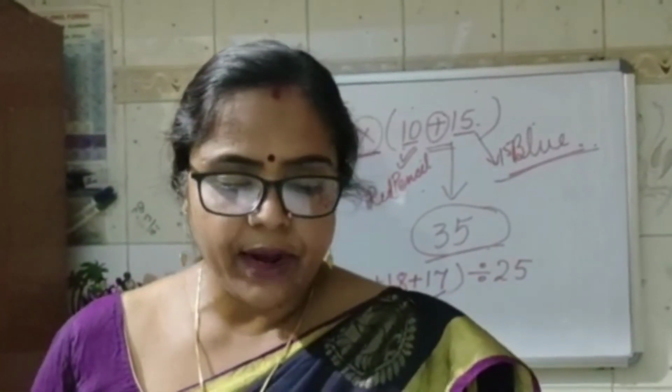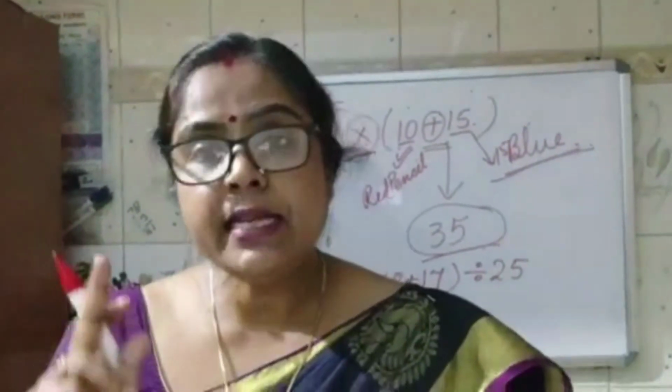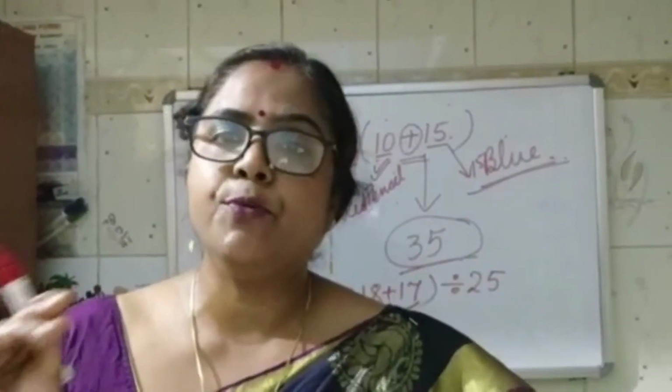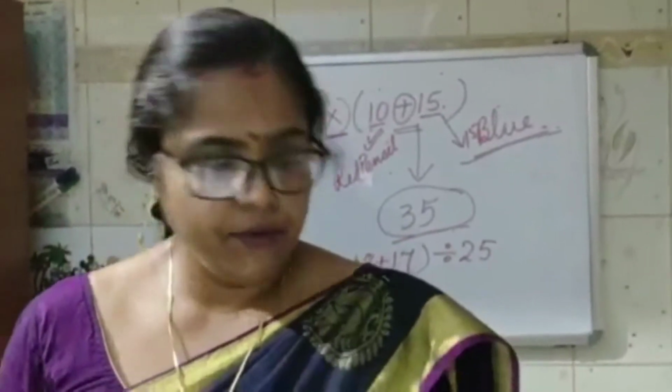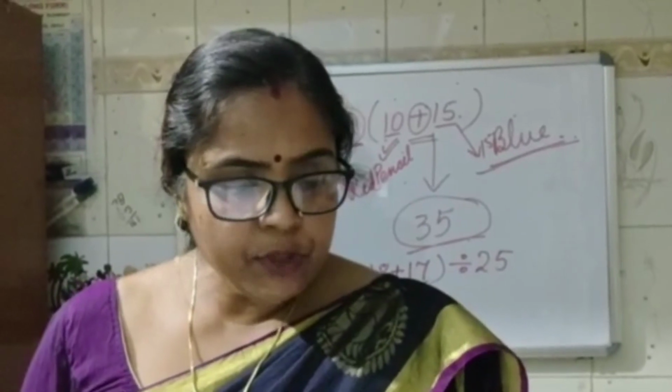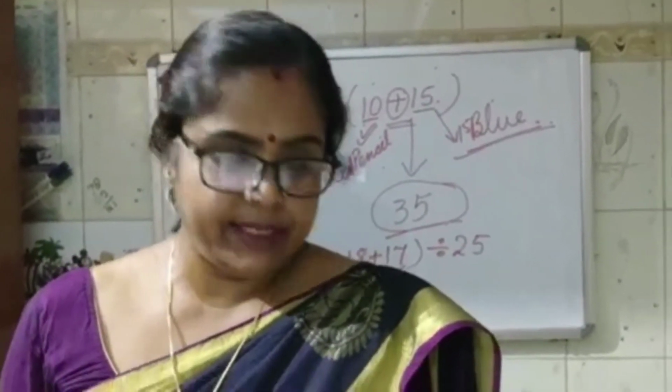When the value of many items is given and we have to find out value of one item, we have to divide. When 1 is given, many is asking, we have to multiply. When many is given, 1 is asking, we have to divide. Whenever we distribute something, we divide. We are doing the equal division.